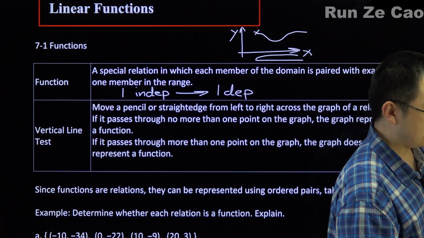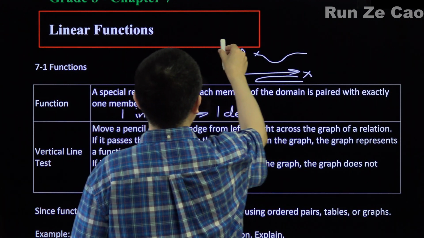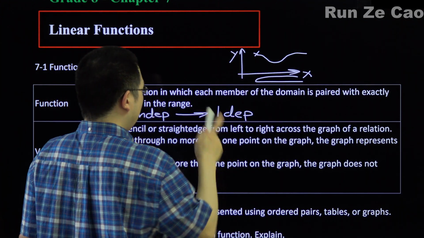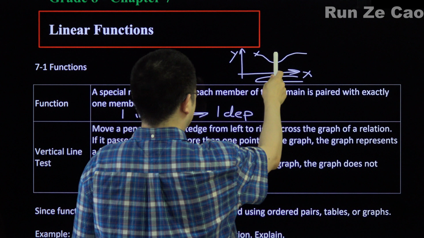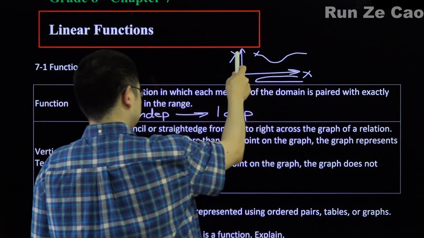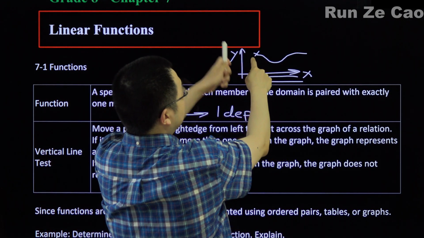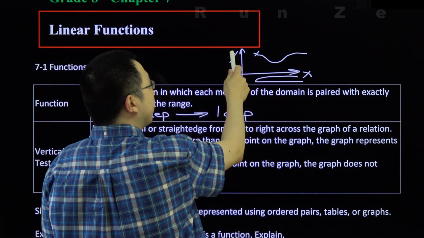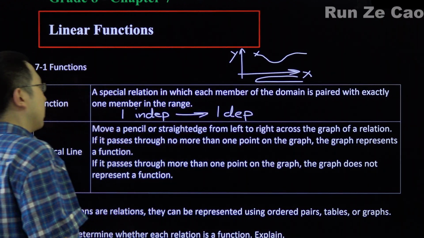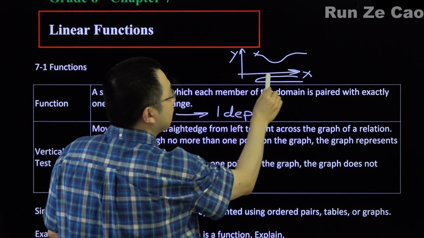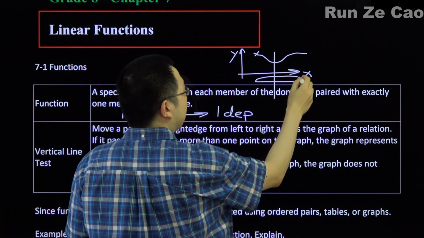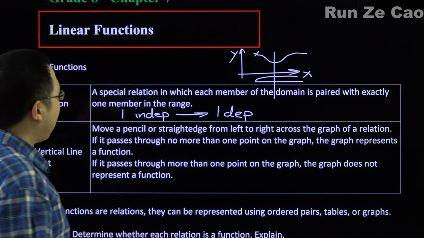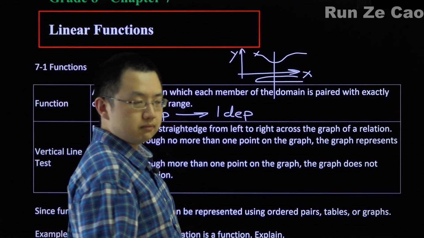So a vertical line test is you take a pencil or straight edge from left to right across a graph, and if it passes through only one point on the graph or no points, because, hey, it could be that the function only starts here and you're way over here, so you got no points there. So no more than one point on the graph, then it's a function. If it passes through more than one point, like here, then, like on this other one here, this other relation, then the graph does not represent a function.